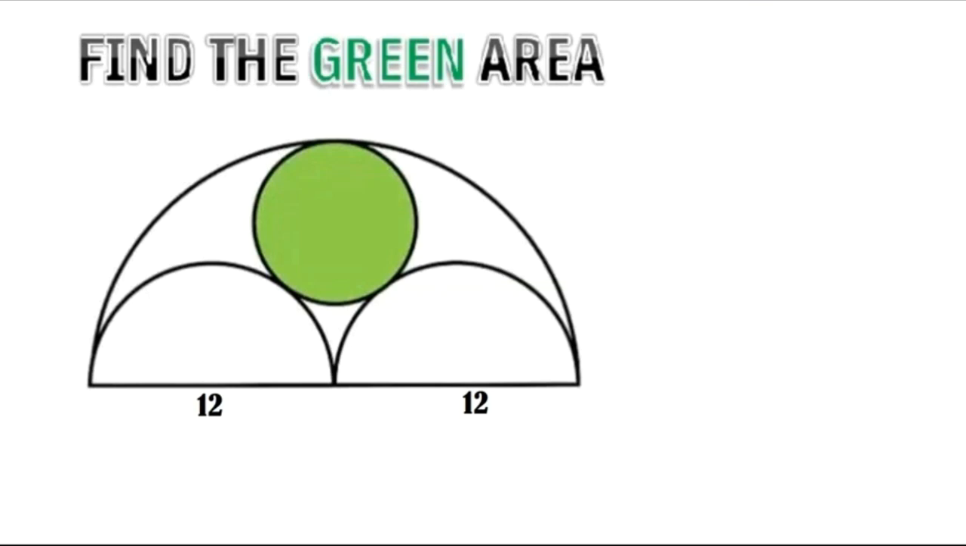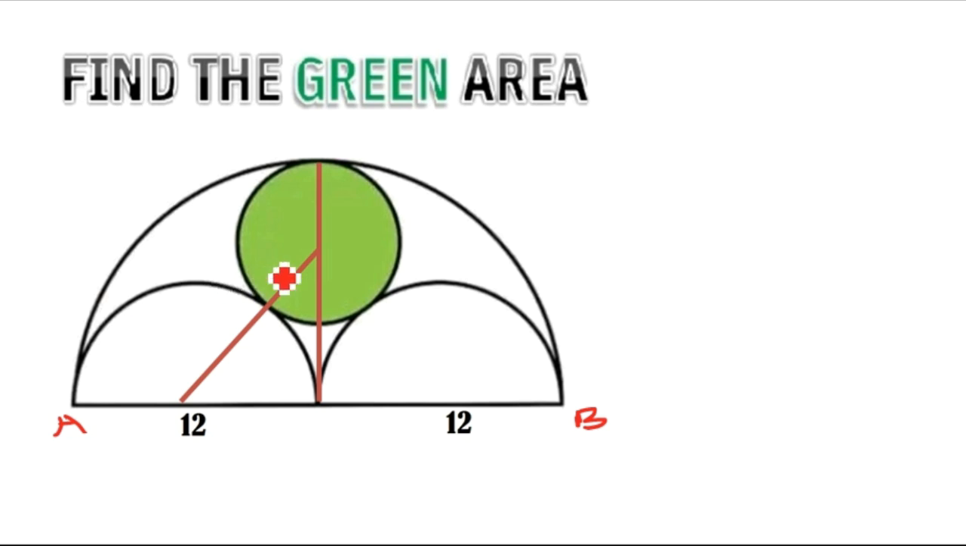You've been told to find the green area. Now, if you closely analyze this diagram, you will see we have two semicircles, each of diameter 12 units. So it means this bigger semicircle, if we label it, we can say this is point A, point B. Now you can see here, if we let this be the center of the green area, we can denote that center by O.